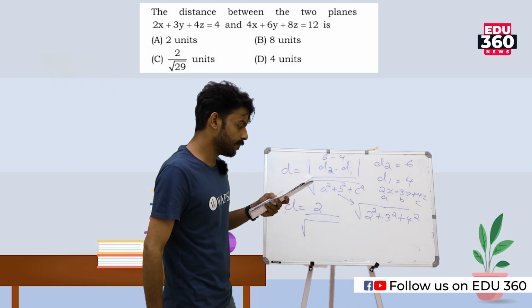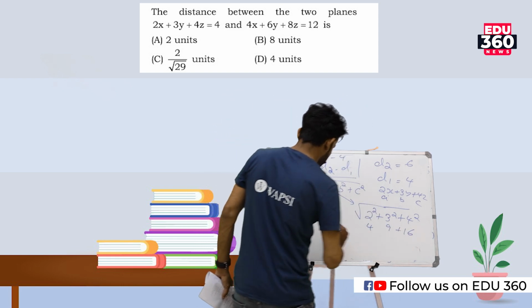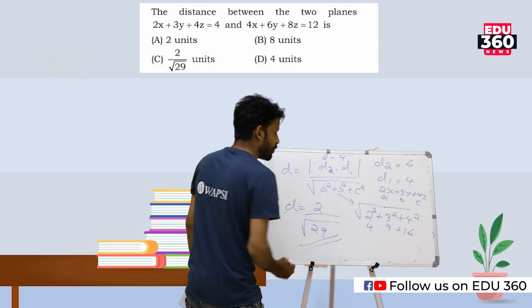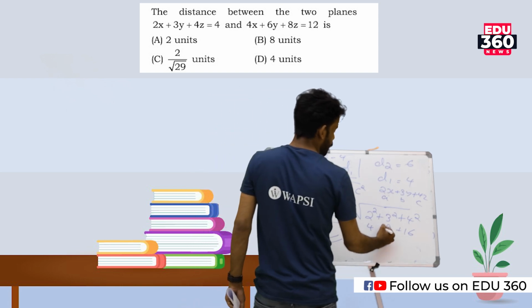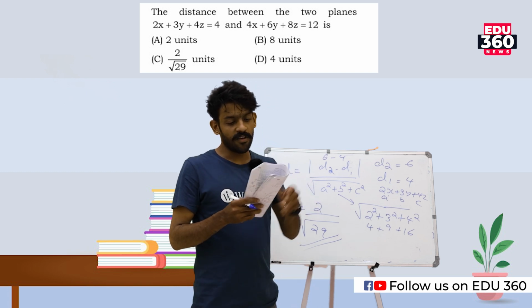What is the sum? 2 square is 4, 3 square is 9, 4 square is 16. So the answer is root 29. The sum of 4 plus 9 plus 16 is 29. Now just go through the options.